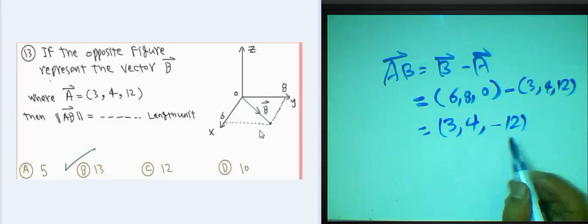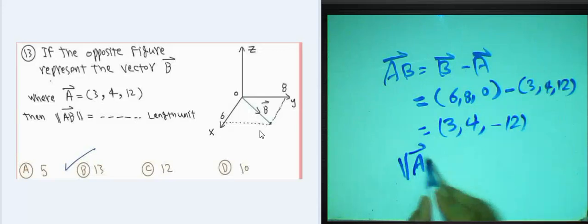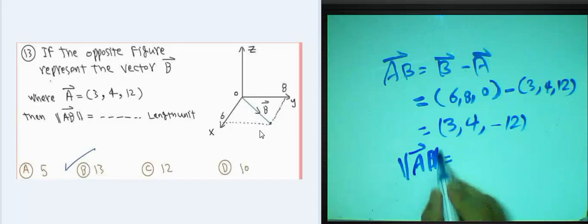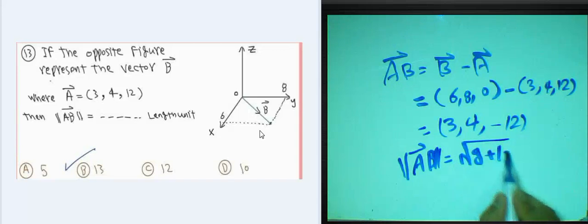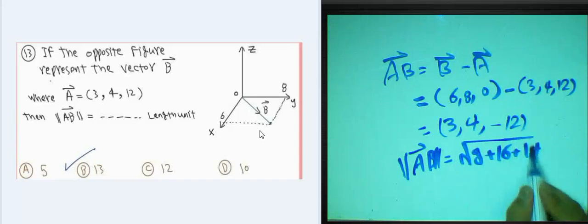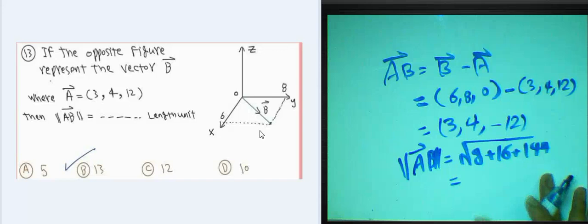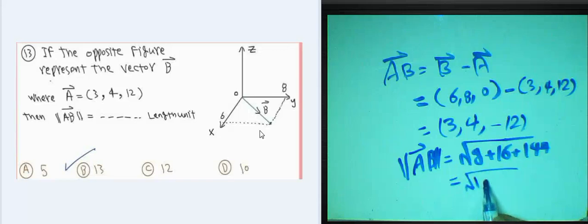That is vector AB. Then the absolute value of vector AB is the square root of 3 squared, which is 9, plus 4 squared, which is 16, plus 12 squared, which is 144. 9 plus 16 is 25, plus 144 equals 169. The square root equals 13.